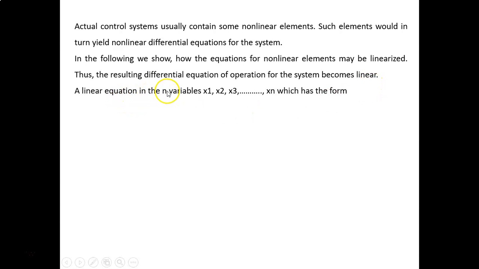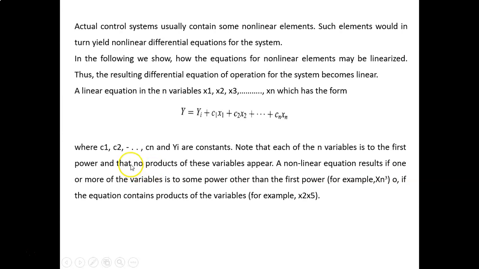A linear equation in the n variables x1, x2, x3, ..., xn has the form y equals yi plus c1 x1 plus c2 x2 plus ... plus cn xn, where c1, c2, ..., cn and yi are constants. Note that each of the n variables is to the first power and that no products of these variables appear. A non-linear equation results if one or more of the variables is to some power other than the first power.